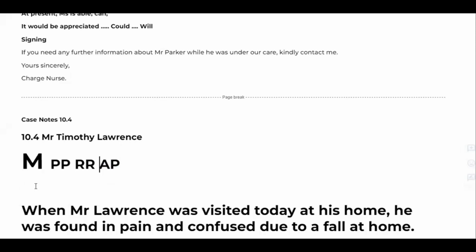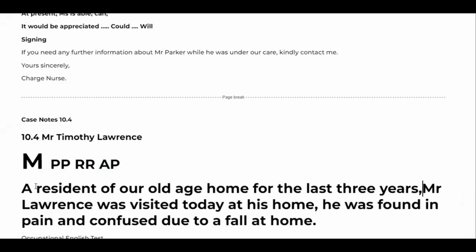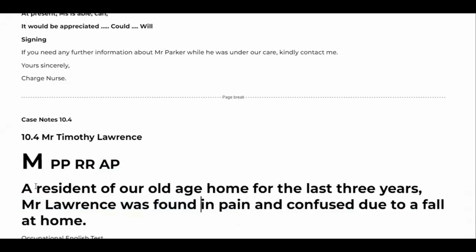Can you write like he was admitted? No way. He was presented? No way. He was visited? No way. So what will you write? This is our own style: a resident of our old age home for the last 3 years, comma, Mr. Lawrence was found in pain and confused due to a fall at home. Okay, Mr. Lawrence was found in pain and confused due to a fall at home this morning.